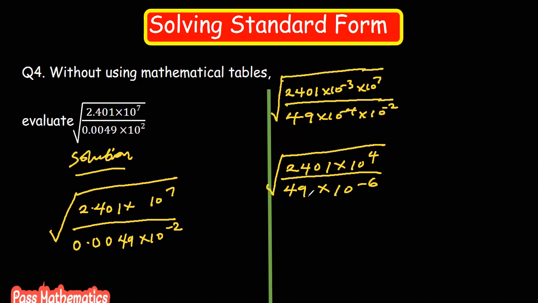Then we can now take square roots. We're going to have something like this: root 2401 divided by root 49, and then once again, let's take square roots of this, so this is going to be times root of 10 raised to the power of 4 divided by root of 10 raised to the power of minus 6.